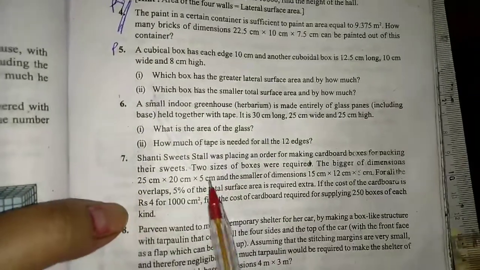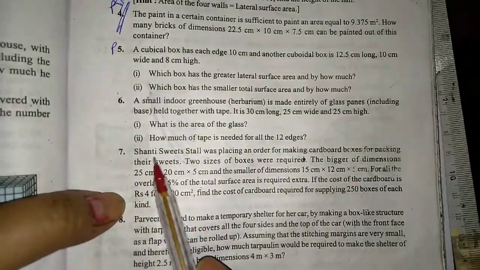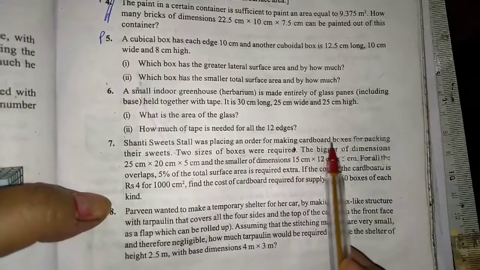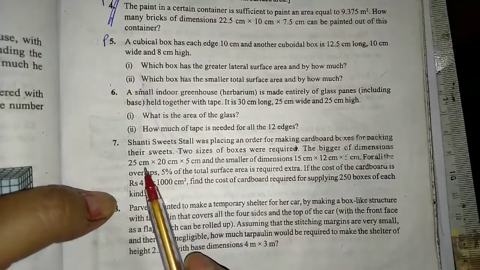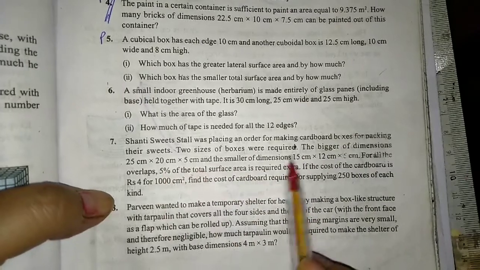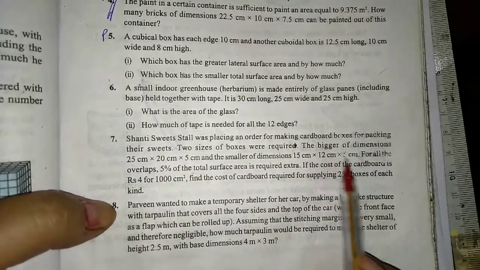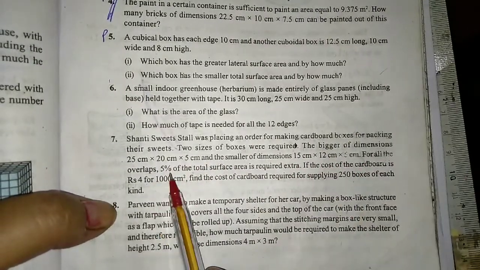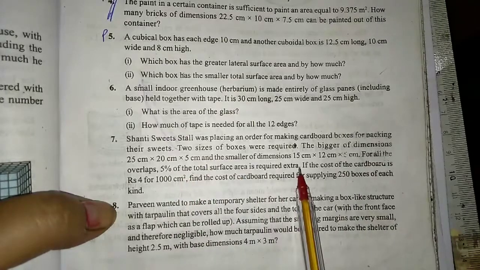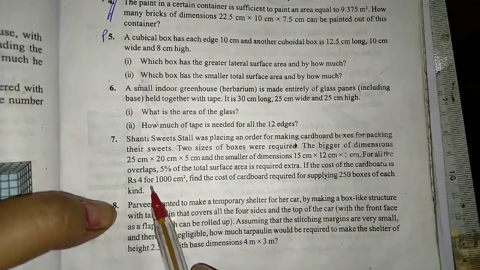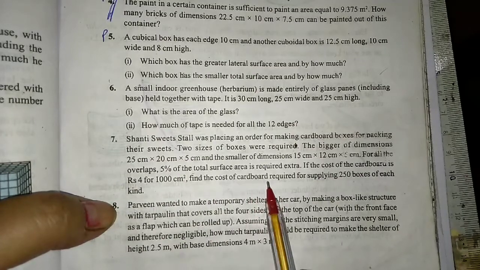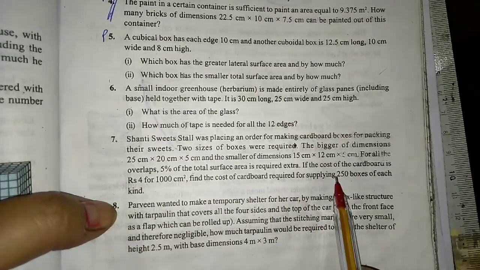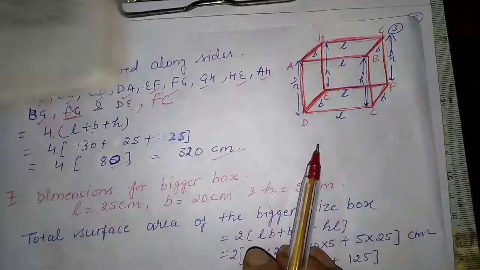Now the question is there. This is the longest question of the exercise. Shanti Sweets stall was placing an order for making cardboard boxes for 2 packets. The bigger dimension 25, 20, 5, smaller dimension 15, 12 and 5. For all the overlaps, 5% of the total surface area is required extra. The cost of the cardboard is rupees 4 per 1000 centimeter square. We have to find the cost of cardboard required for supplying 250 boxes of each kind.